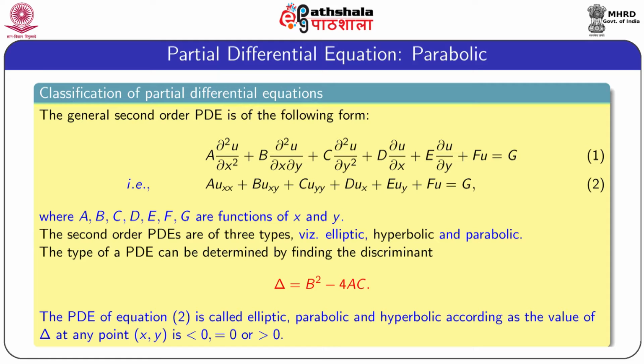If delta is less than 0, then the PDE is called elliptic. If delta is equal to 0, then the equation is called parabolic, and if delta is greater than 0, then the PDE is called hyperbolic. So, depending on delta, we can classify the second order partial differential equation.